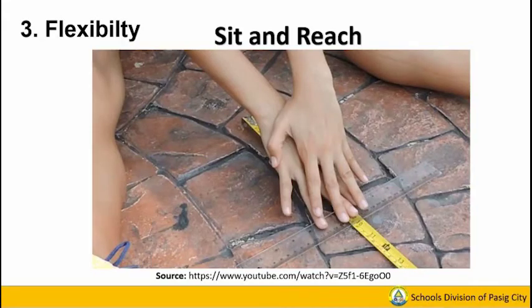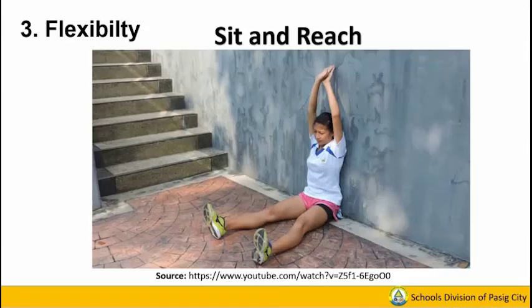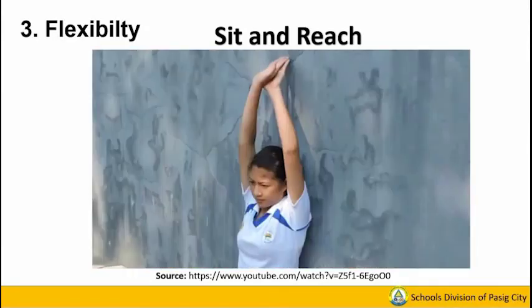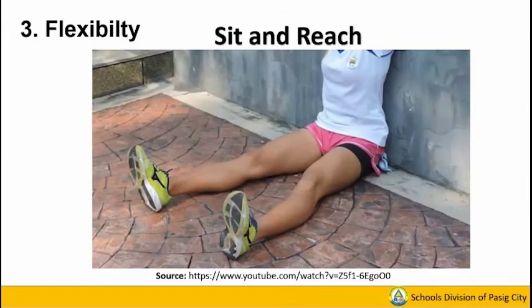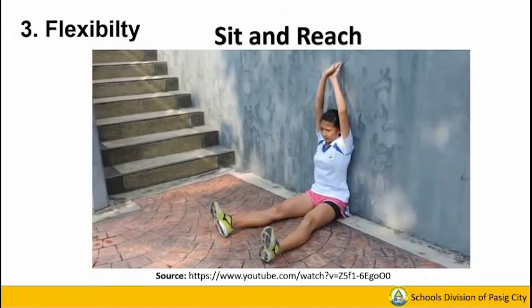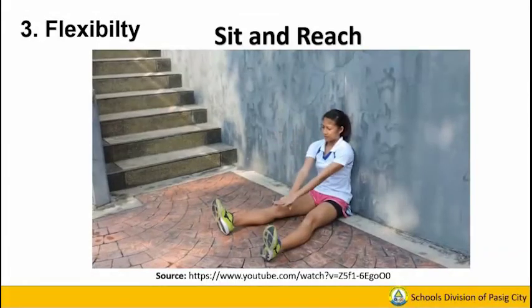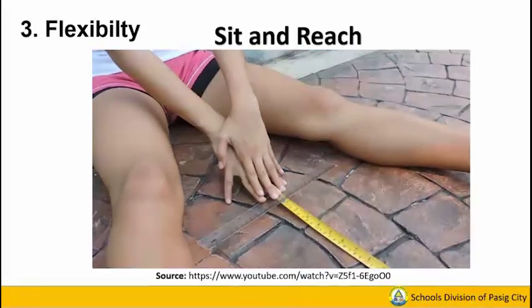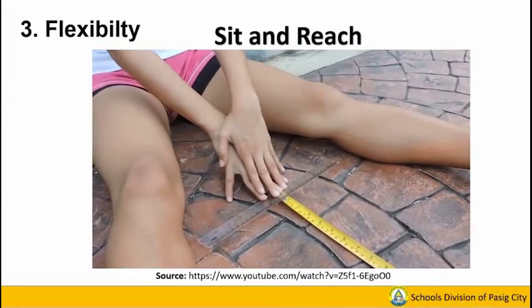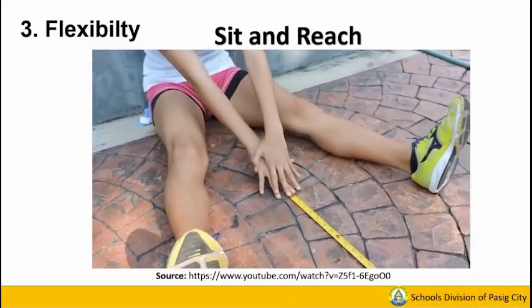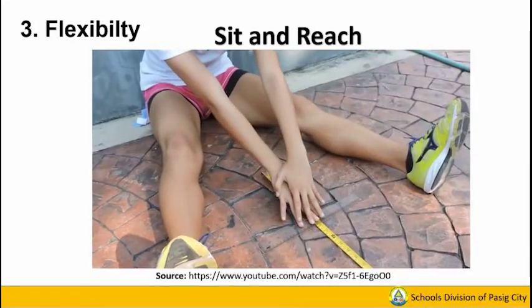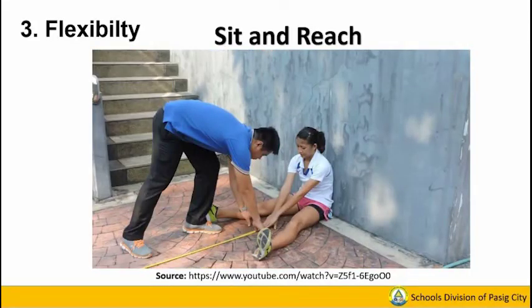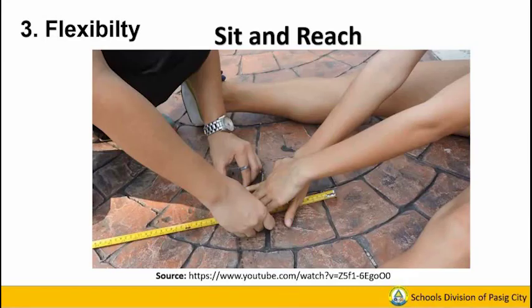Do it twice. For the partner, as the performer assumes the procedure, position the 0 point of the tape measure at the tip of the middle fingers of the performer. See to it that the knees are not bent as the performer slides the farthest distance that he could. Record the farthest distance reached in centimeters. Scoring: record the distance to the nearest 0.1 centimeters.